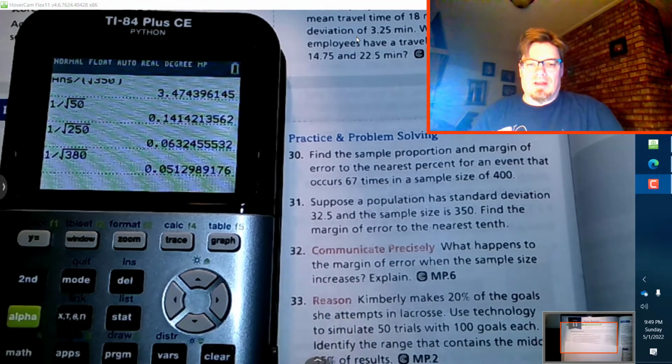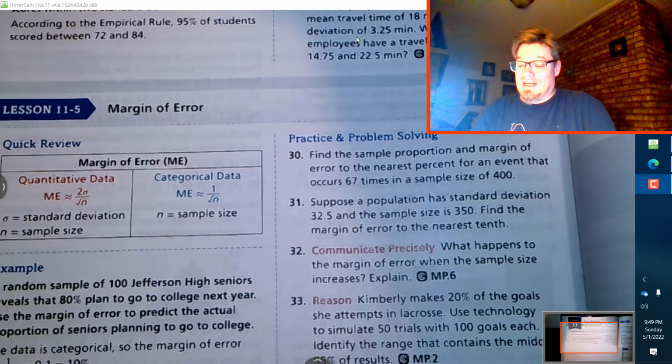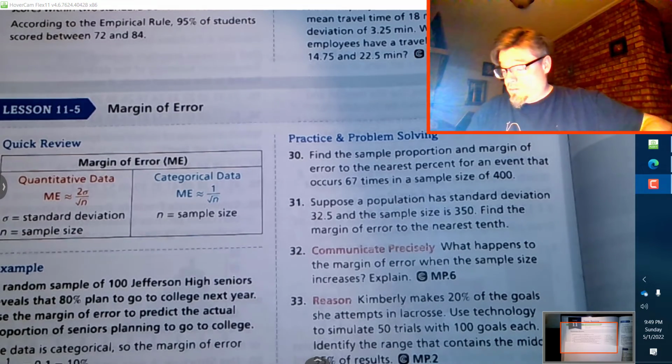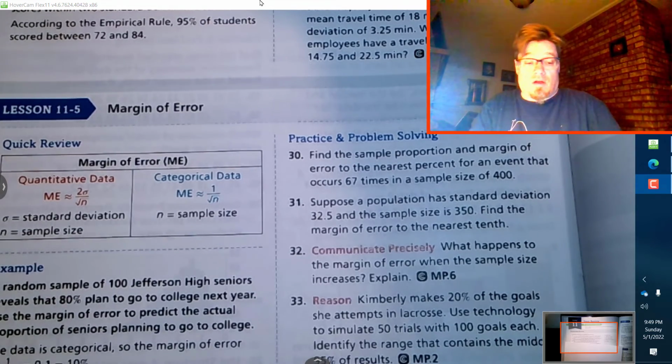Now 33 we're going to skip altogether because we didn't discuss that and there's just no need for it. All right, we've pretty much covered Common Core standards for normal distributions and the margin of error. That's it.